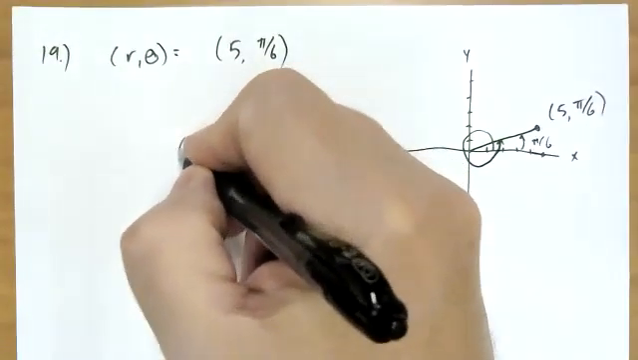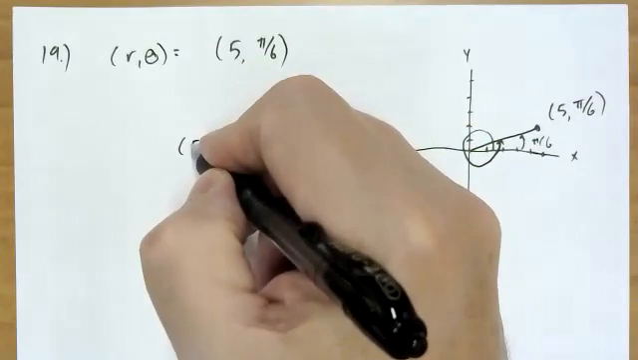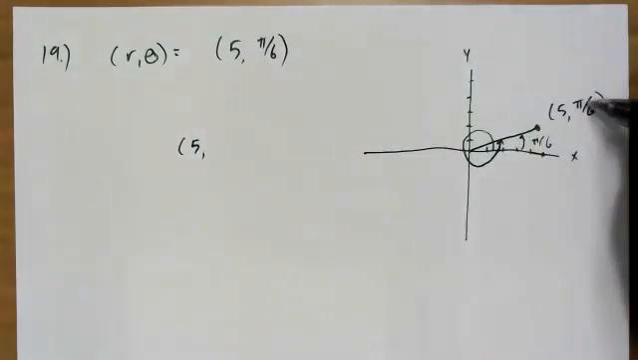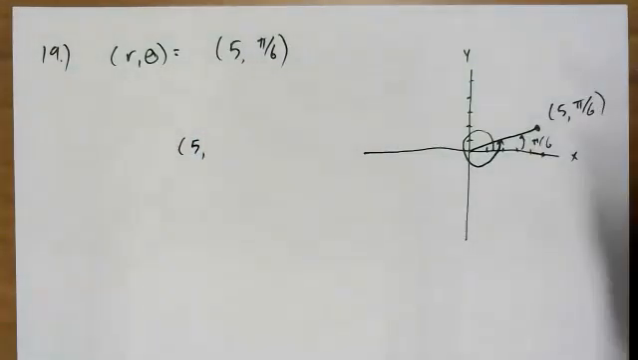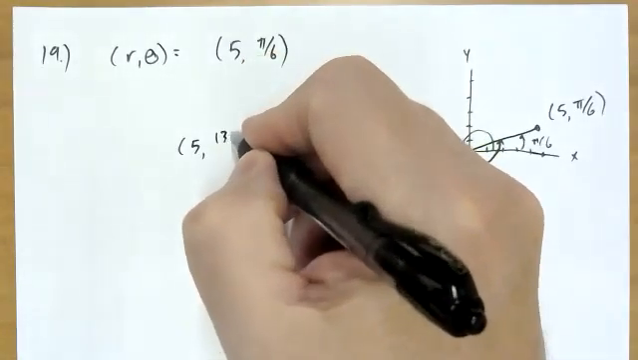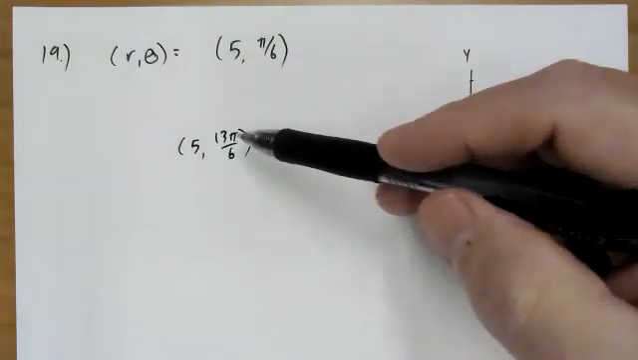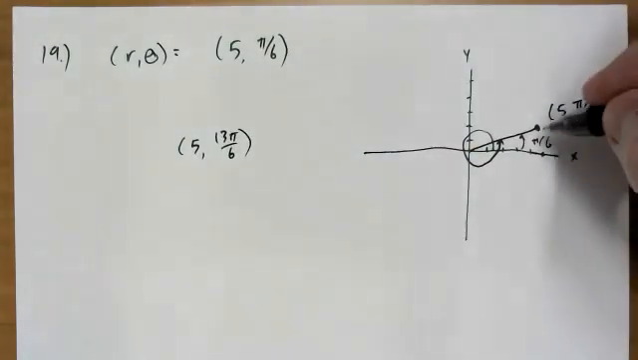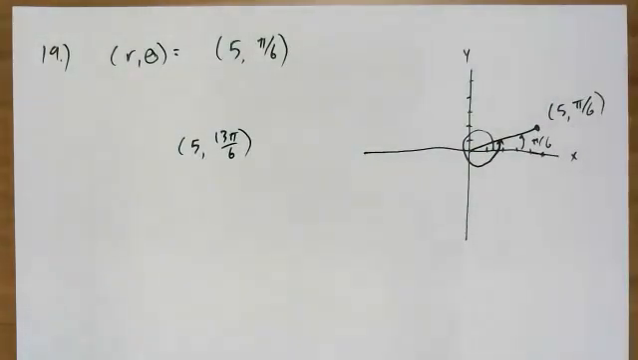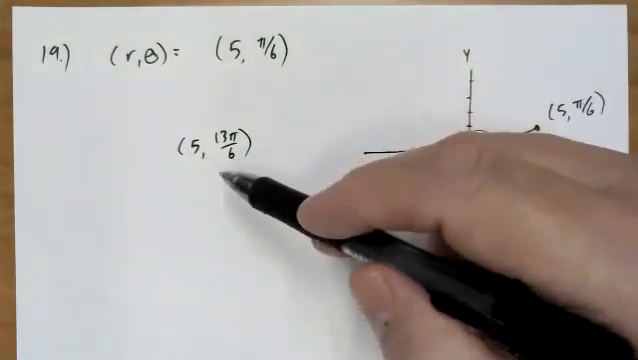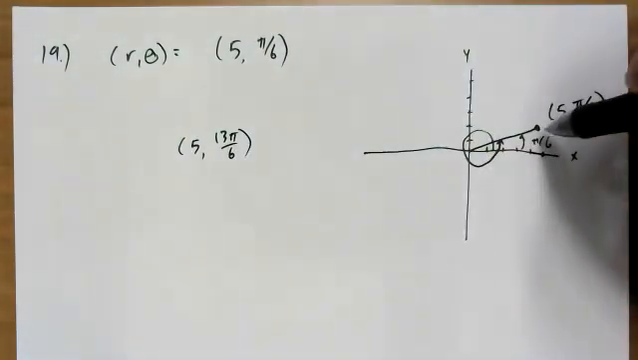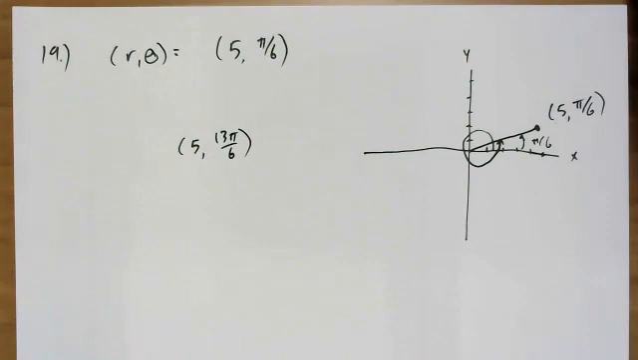In other words, 5. So 2 pi over 6 plus pi over 6 is 13 pi over 6. 5, 13 pi over 6 is right here. So there's another polar coordinate that actually ends up being the same point.